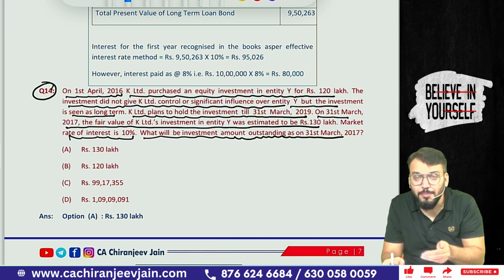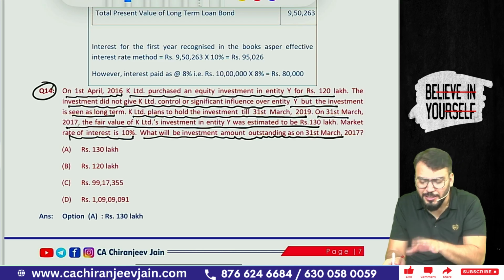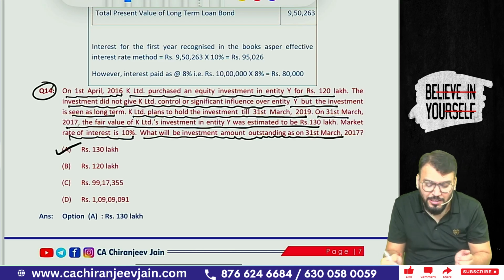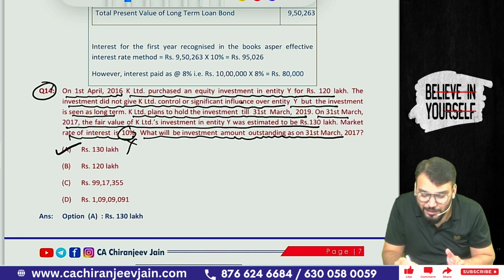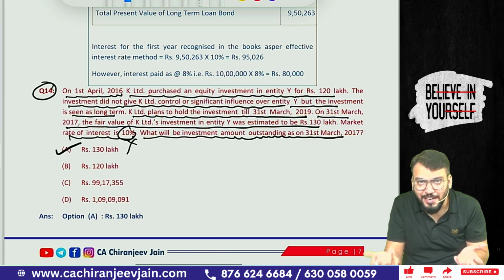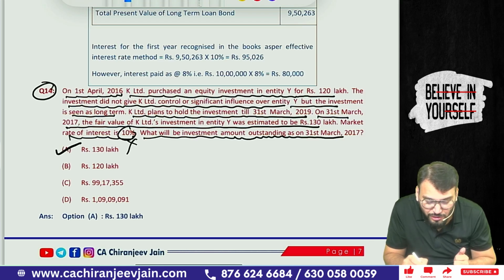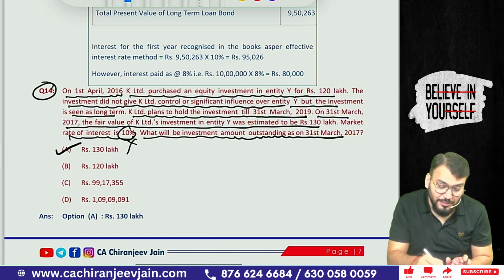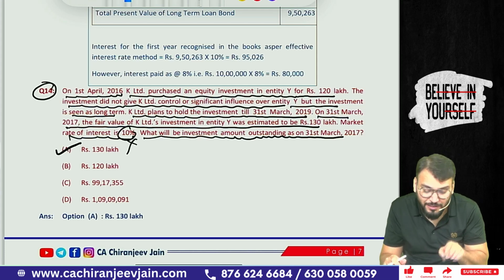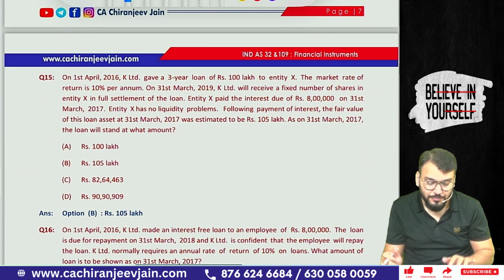So measurement will be at fair value, either FVTPL or FVTOCI. So the answer will be option A only. The interest rate is not at all relevant, because for an equity investment there is no interest payment. Got this point? So this is actually not relevant. Market rate of interest is not relevant, so be careful. So the answer will be 130 lakh. Good question, I will say good question from an examination point. You will be confused with the market rate of interest given.